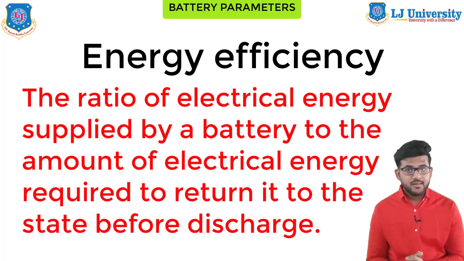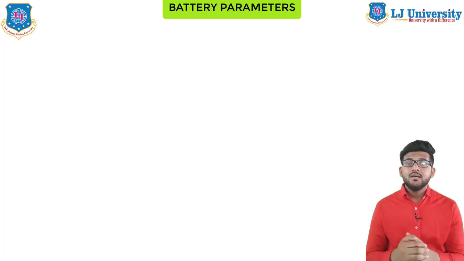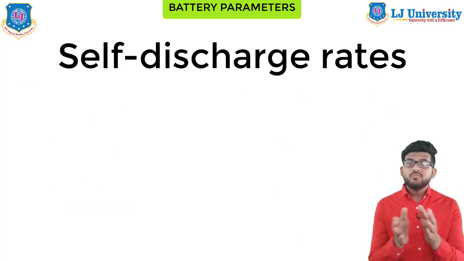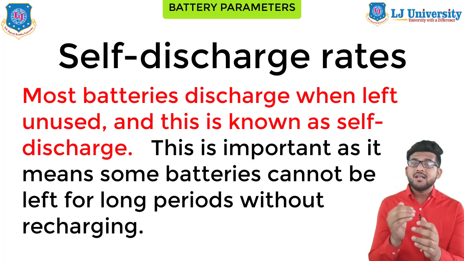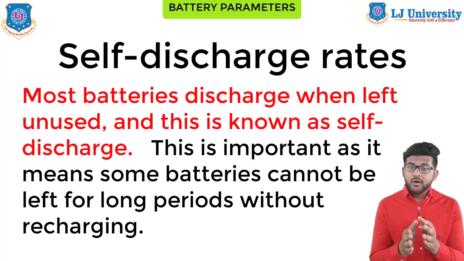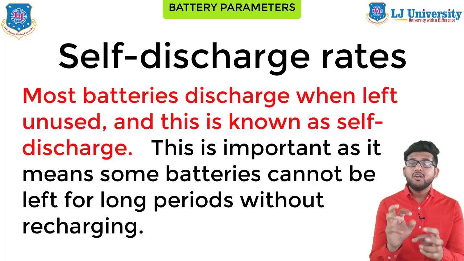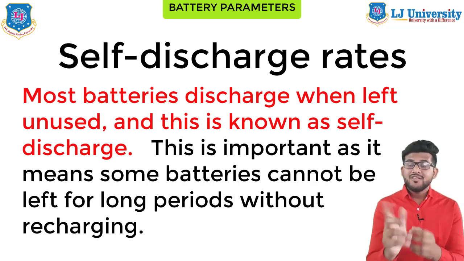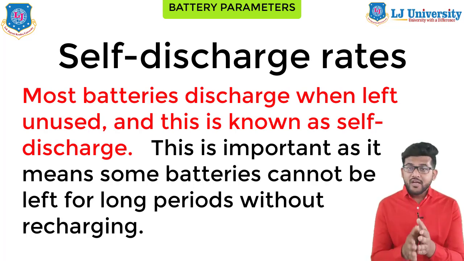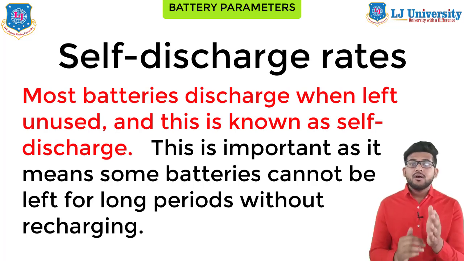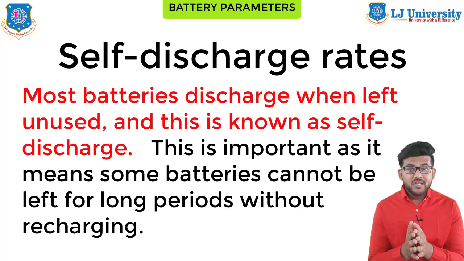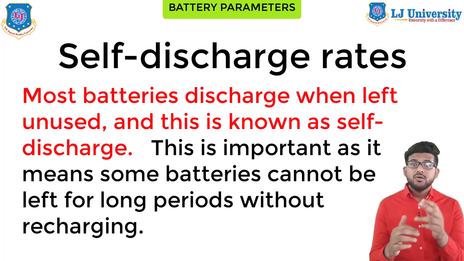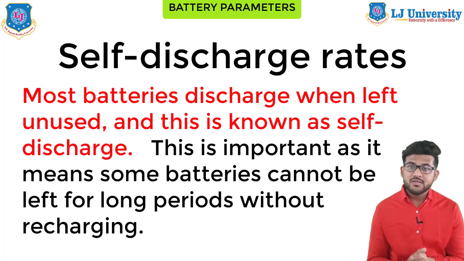So this is its definition. Next is self-discharge rates. Most batteries discharge when left unused, and this is known as self-discharging. This is important as it means some batteries cannot be left for a long period without recharging. The rate varies with the battery type, with other factors such as temperature, thereafter ambient temperature, high temperatures, working temperatures, surrounding temperatures, etc. These will actually increase the self-discharge rate.